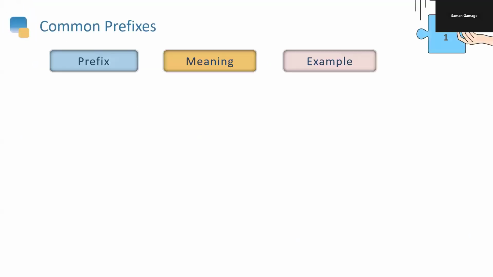We will go through some common prefixes. In this table, in the first column, you can see the prefix. In the second column, you can read the meaning. And in the third column, you will find an example. Prefix a meaning without. Aphonia, without sound, no sound, absence of sound.